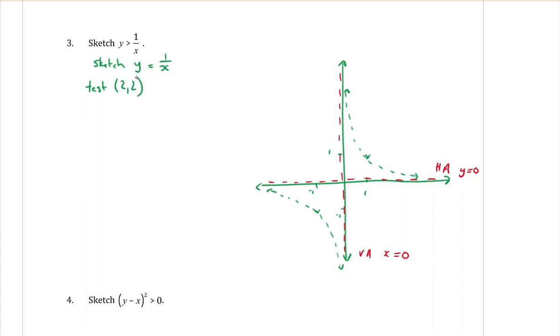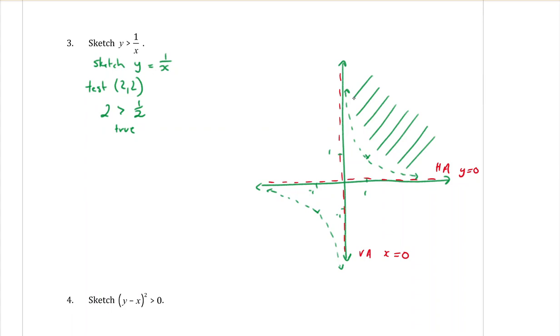So let's test 2, 2. If I sub that into the original equation, it is 2 is greater than 1 over 2. Is that true or false? True. So there would be a shaded section over here. But be careful with hyperbolas. Is that the only shaded section? It is not the only shaded section.